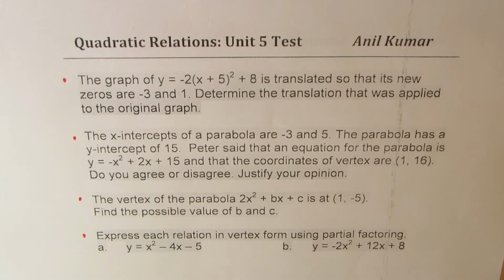Question 3: The vertex of the parabola y equals 2x squared plus bx plus c is at (1, minus 5). Find possible values of b and c.